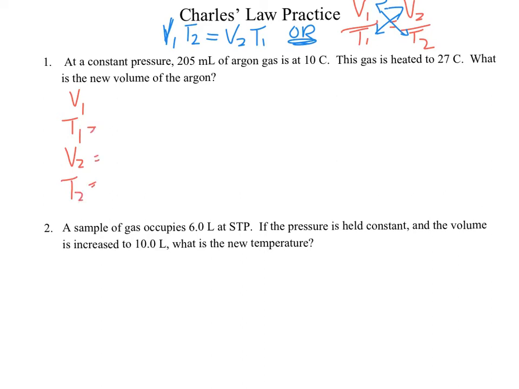And what we're going to do is we're going to fill in the key, and we are going to solve for the unknown. So in this case, we have 205 milliliters of argon gas at 10 degrees Celsius. So there's our starting conditions, 205 milliliters at 10 degrees. Now, right away, it dawns on me that in any kind of gas law problem that we're dealing with, we've got to convert to Kelvin.